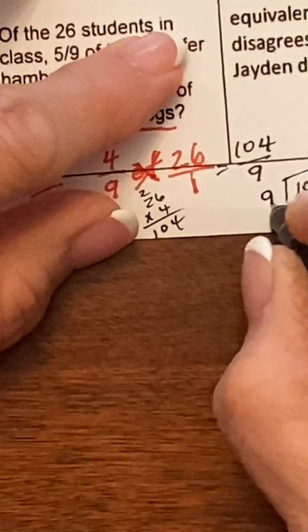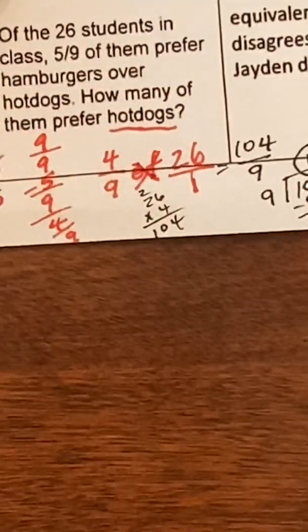How many 9s will divide? 1, and 1 more. And then we subtract there, so that would be a 5. So then you have 11 and 5/9.